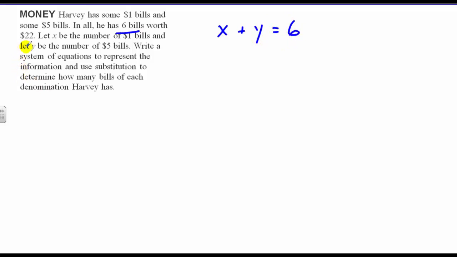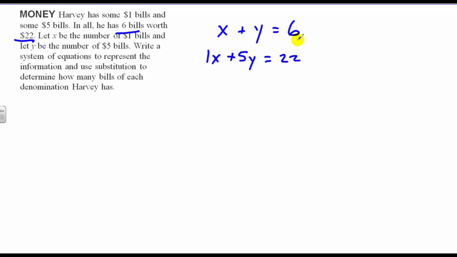Now, we also know the bills total $22. So every dollar bill is worth a buck. So if I have one $1 bill, that's $1. Two $1 bills, $2. Three $1 bills, $3. To get the amount of money I have in dollar bills, I take 1x. Now I've got $5 bills. If I have one $5 bill, it's 5. Two $5 bills, that's 10. Three $5 bills, that's 15. To state an algebra expression that gives me the total value of those bills, I take 5y. And then my total dollar value is going to be 22. So here's my system.